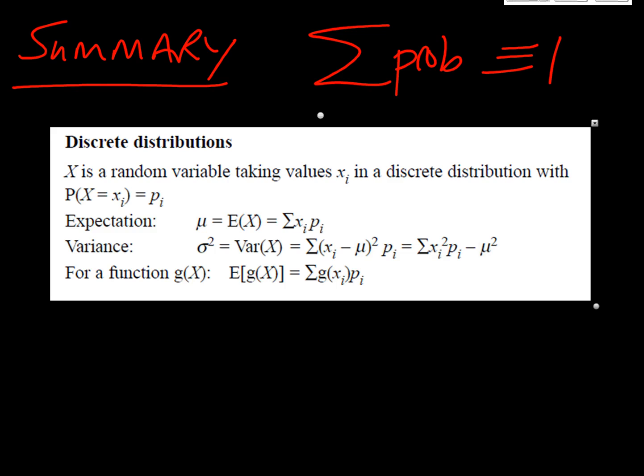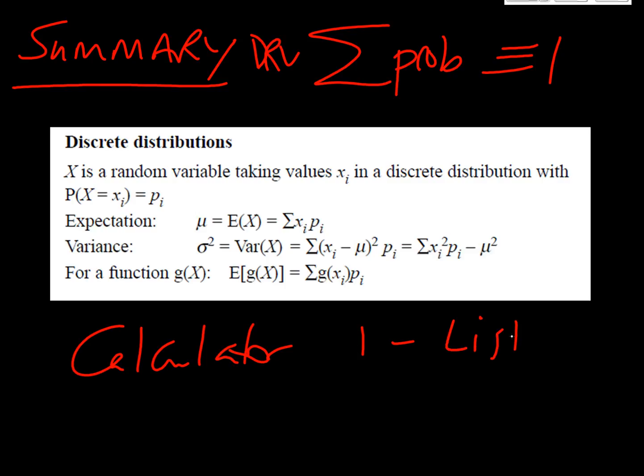So a very quick summary here. For a discrete random variable, remember that the probabilities must always add up to 1. You can find the k using that, and then you've got your formulae below, and you can use your calculator. And if you're using your calculator, make sure that the first one is set to your list 1, and the second one is the frequency in list 2. Always check that, or you'll get the wrong answers, and you can put the formulae into there.